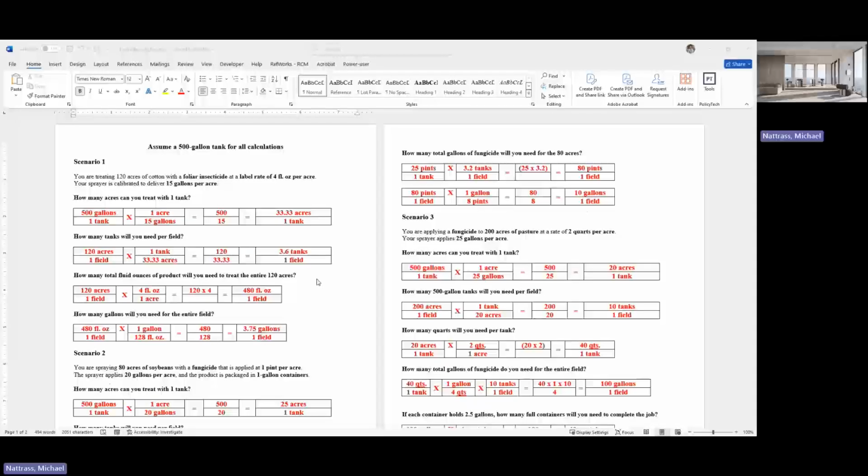They don't sell them in pints, and you wouldn't want to buy 80 of them. You want to buy this in bulk. So we have 80 pints per field. In 1 gallon, there are 8 pints. So 80 divided by 8 gives us 10 gallons per field.